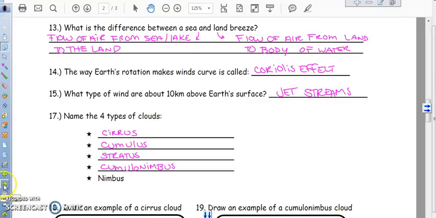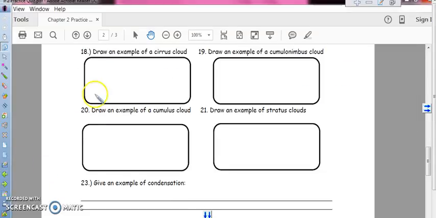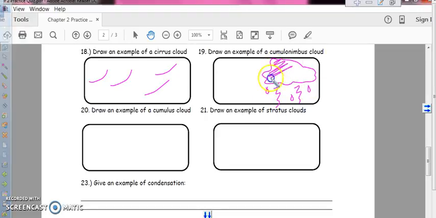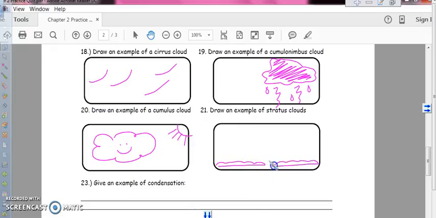Okay, let's draw some pictures now. Cirrus clouds, remember, are the wispies. Cumulonimbus are those big clouds that have lightning and thunder and rain, and they're real dark. Okay, cumulus clouds are the big puffy clouds when the sun's out, and stratus are those real low-lying clouds. Okay, so they should look something like this.